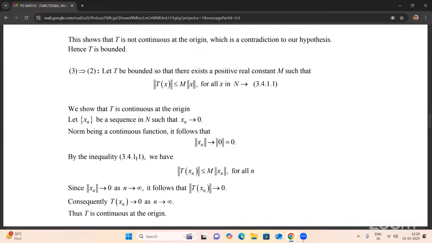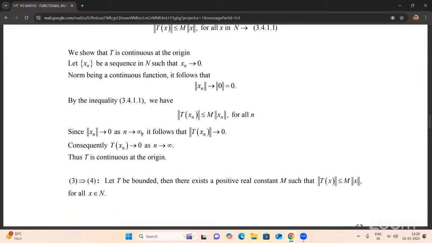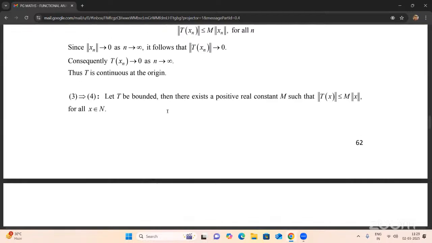From the inequality, norm T of xn is less than or equal to M into norm xn, replacing x by xn. This is the first equation. From the first equation, we have norm T of xn less than or equal to M into norm xn. So norm xn converges to 0 as n tends to infinity, and automatically this also converges to 0. So T of xn converges to 0 as n tends to infinity. This condition is called continuous at the origin.